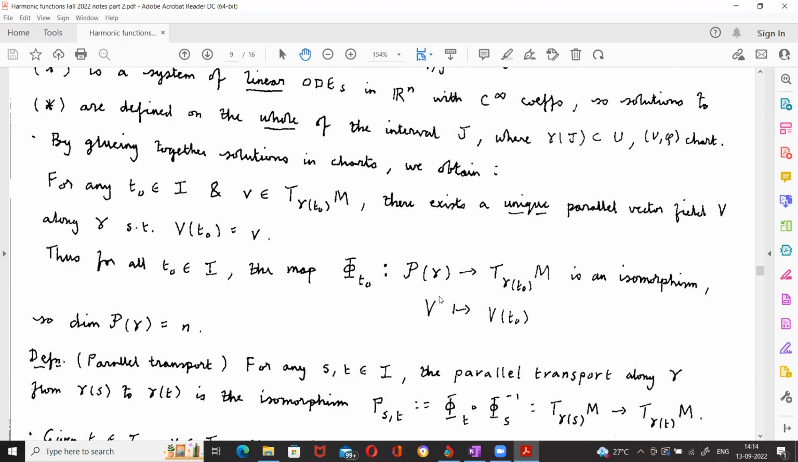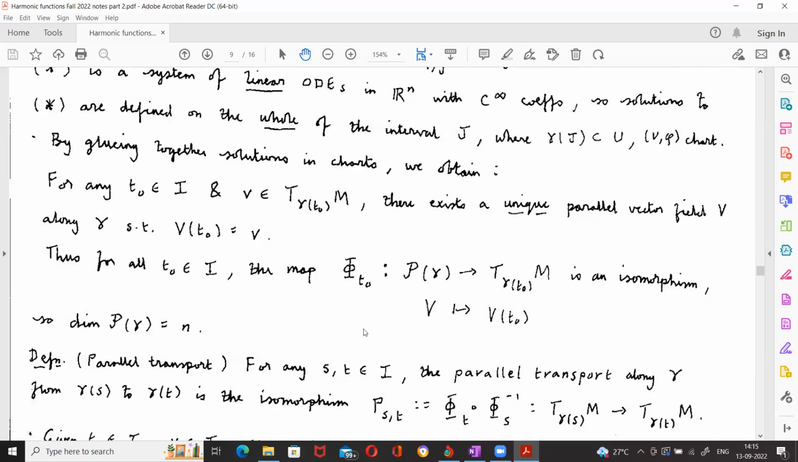and this map is onto because of the existence of parallel vector fields given any vector v in this tangent space at gamma(t naught). There exists a V such that V(t naught) is equal to little v. So this map is onto, and by the uniqueness of the parallel vector field, this map is 1-to-1, right? Yes. Okay, so therefore this map is an isomorphism. So that means that the dimension of the space of parallel vector fields is equal to n.